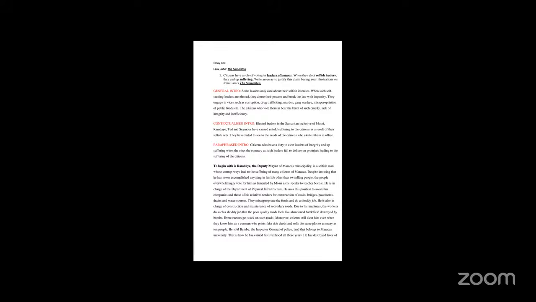Citizens who have a duty, you see, the word role has simply been interchanged for duty. Citizens who have a duty to elect leaders of integrity, leaders of honor, end up suffering when they elect the contrary, the opposite of integrity, the selfish people. When they elect the selfish people, they suffer as these leaders fail to deliver on promises, leading to the suffering of the citizens. So far, that has been the introduction.